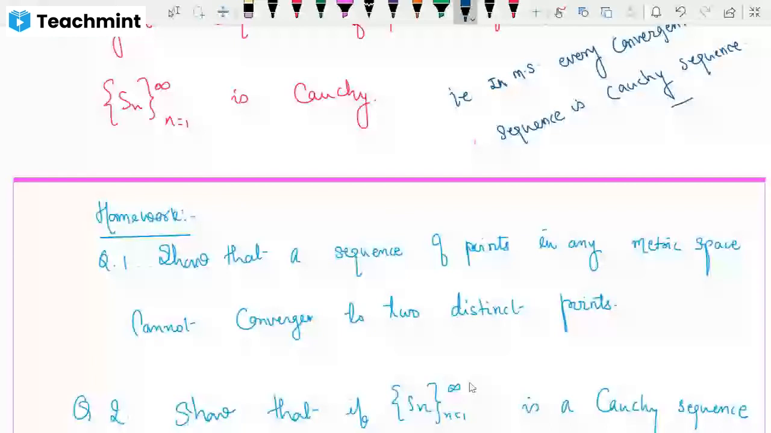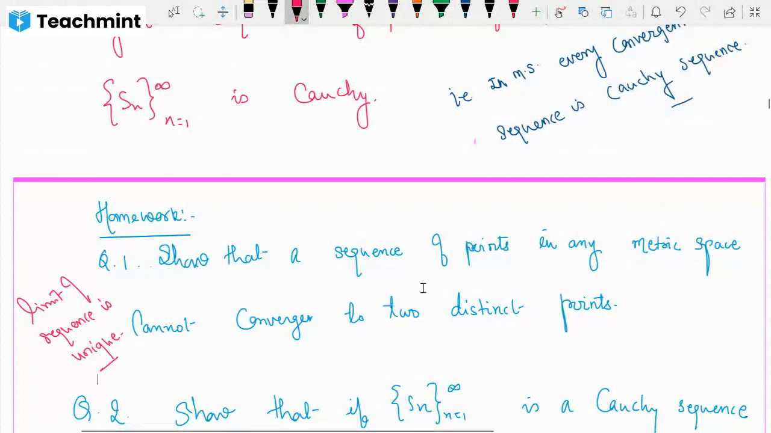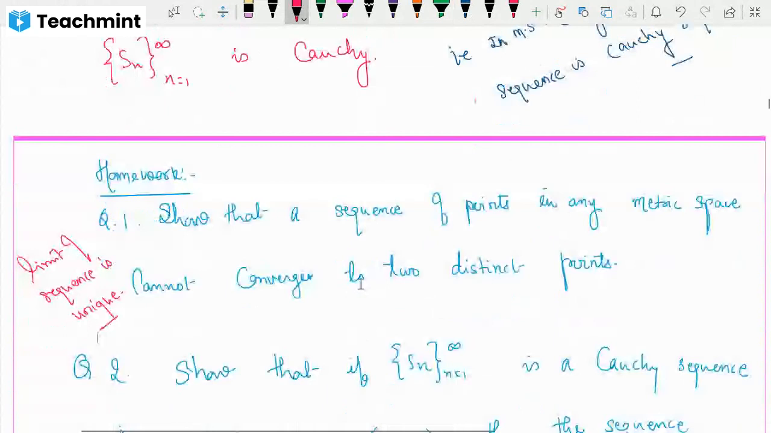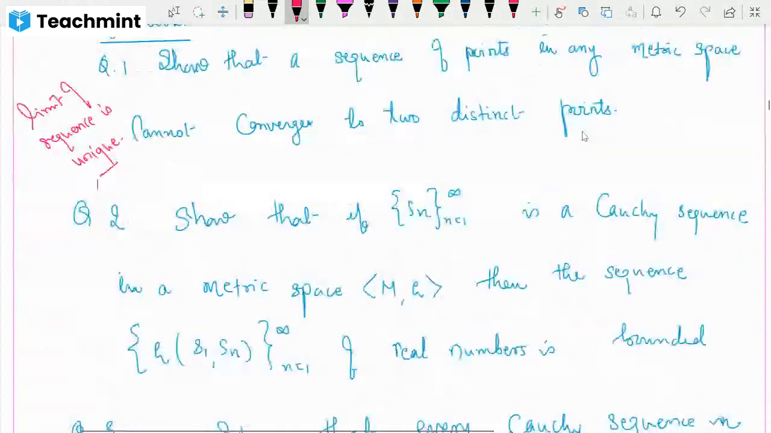So what is the meaning of this example? The limit of a sequence is always unique. Hence, if it is not unique, then you will get some contradiction. The solution is the same as we have already seen in this example as a theorem in the previous course. The group is there, so you can refer to it.